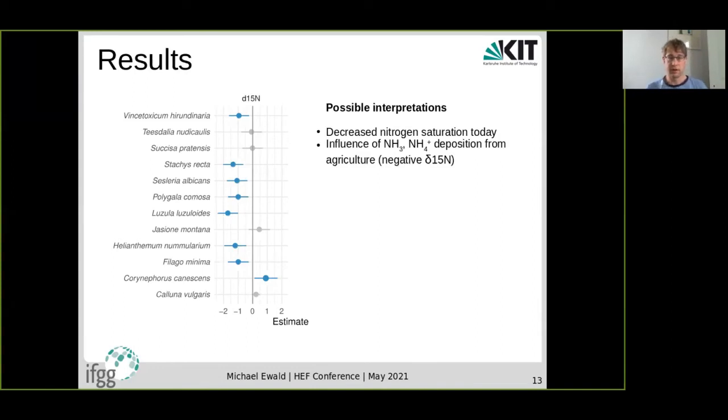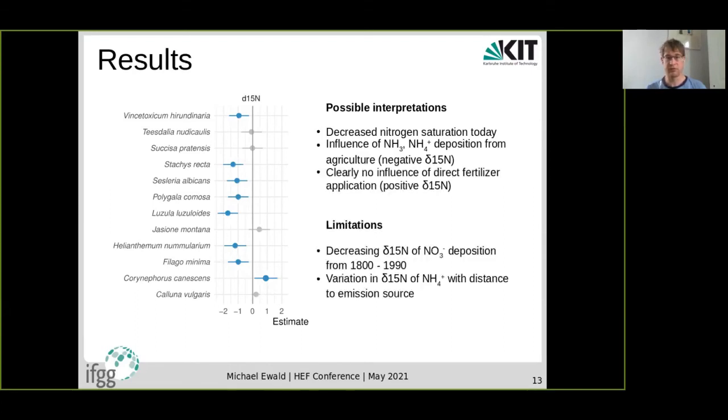There are 2 possible explanations for that. First of all, that we have a decrease in the nitrogen saturation today compared to historic conditions. And this may be due to an increase of the CO2 content in the atmosphere. But we rather think that this is a sign for the high influence of the ammonia and ammonium deposition from agriculture, because this has a strong negative delta 15N signature. However, we have some difficulties to really interpret these results, and this is due to the strong variation of the delta 15N values of the sources that the plants use.